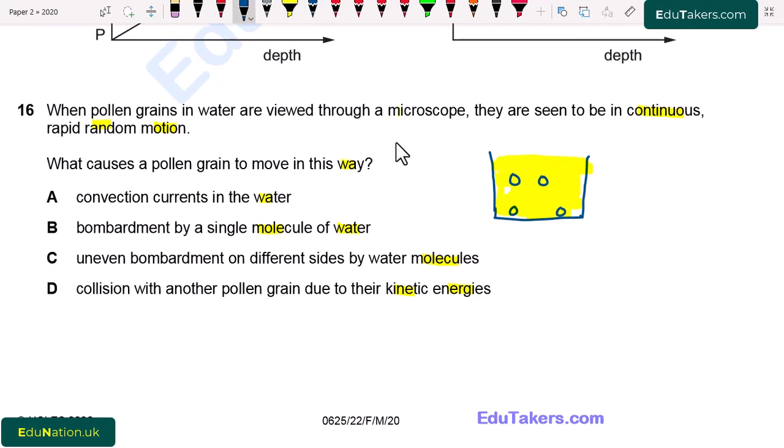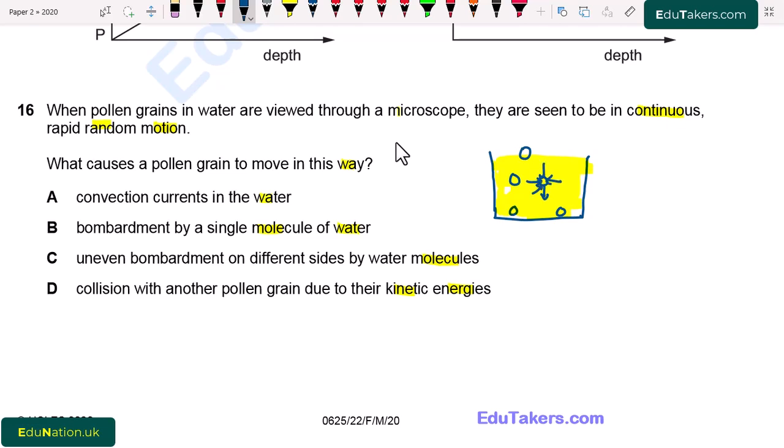So first of all, we consider this molecule, that this molecule is bombarded from different sides by the water molecules. Like here is also bombardment from different sides.